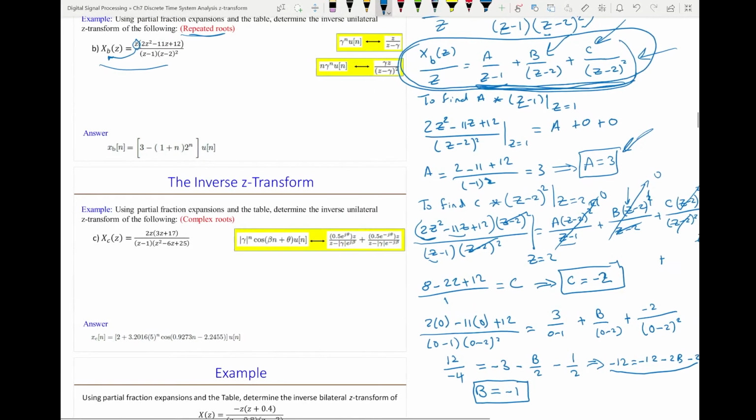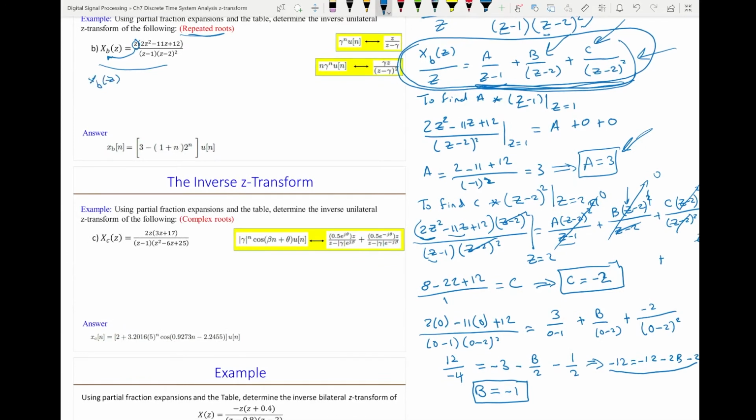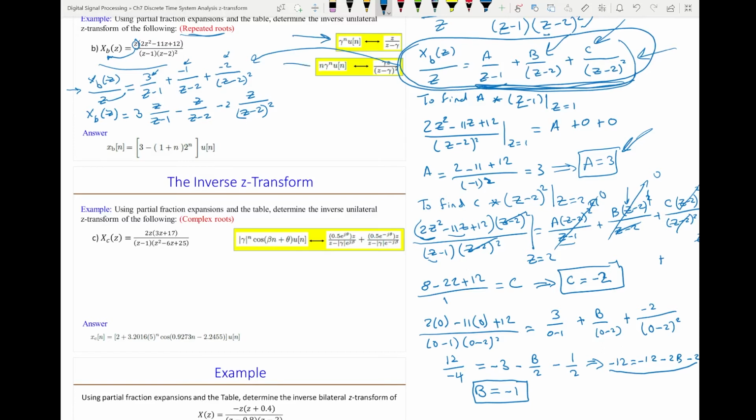So this will be, let's write it here, X of z: a is 3 over z minus 1, b is minus 1, and c is minus 2. So I am rewriting this here. And X of z will be, now I'm going to bring these 3 up here and here and here. So multiply basically everything by z. So you will get 3z over z minus 1. And I will use the table. I'll be using these two items in the table.